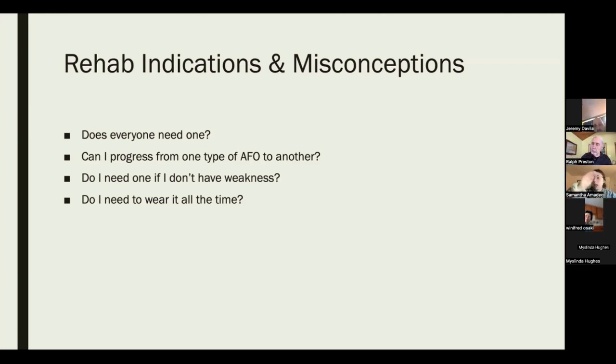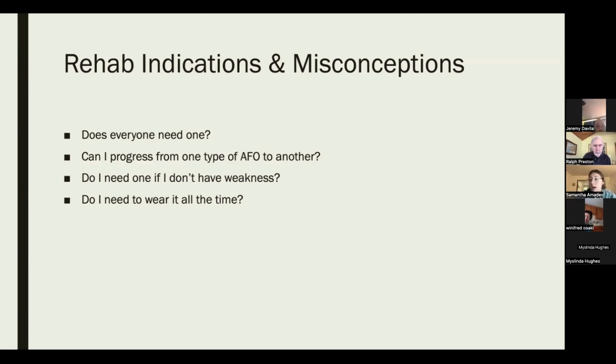So there is a way that you can either progress or regress needing something like this, but using your physical therapist, using the tools that you have with your doctor, use of tone management medications, exercise, all those different things can help you progress through the stages of needing an AFO.